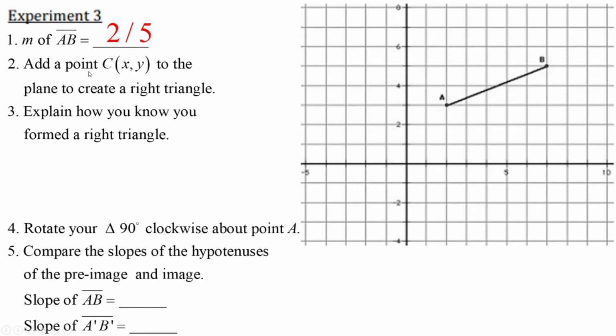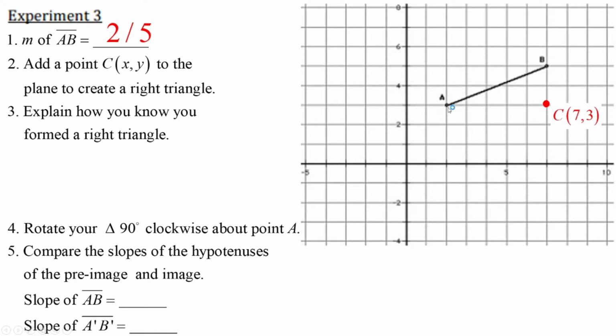Okay. Now add a point C with coordinates x comma y to the plane to create a right triangle. So could I put my C right here? And that has coordinates x 1, 2, 3, 4, 5, 6, 7. And the y coordinate would be 1, 2, 3. Okay, there it is.